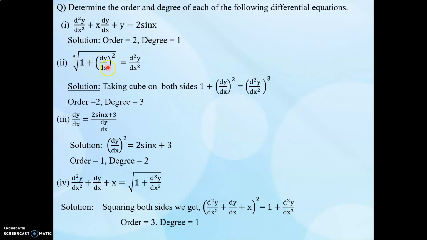Now, cube root of 1 plus dy upon dx whole square is equal to d square y upon dx square. Here you have to remove this cube root. For that we have to take cube on both sides. So we'll take the power up to 3. So this cube root will be removed from this part, and on the right hand side you will get d square y upon dx square whole cube. So here the highest order derivative is d square y upon dx square, that means 2. So order is equal to 2 and the power of this highest order derivative is 3, so degree is equal to 3.